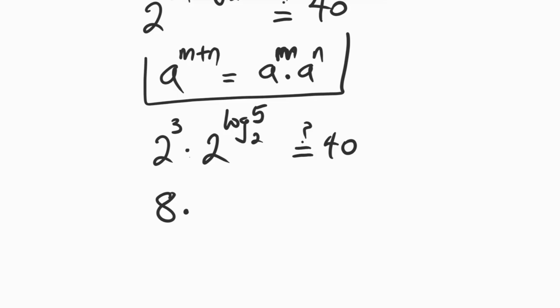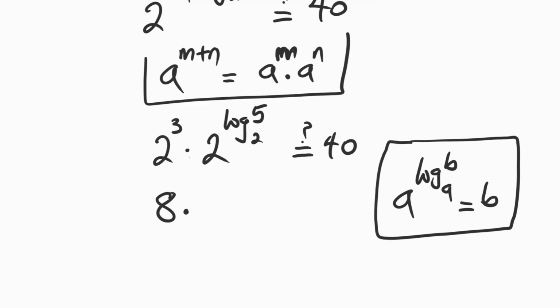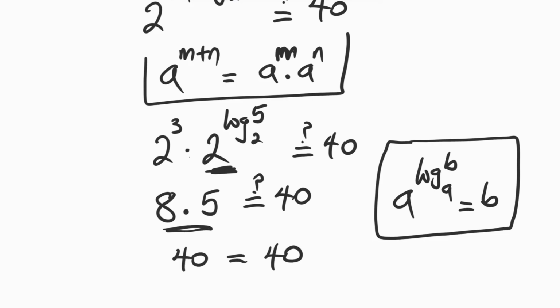From one of the log rules, we know that a raised to the power log of b base a is the same thing as b. Now let's apply this rule to this part of the left-hand side of the equation. So 2 raised to the power log of 5 base 2 becomes 5. Is that equal to 40? We see that 5 times 8 is 40. And 40 exactly is what we have on the right-hand side of the equation.